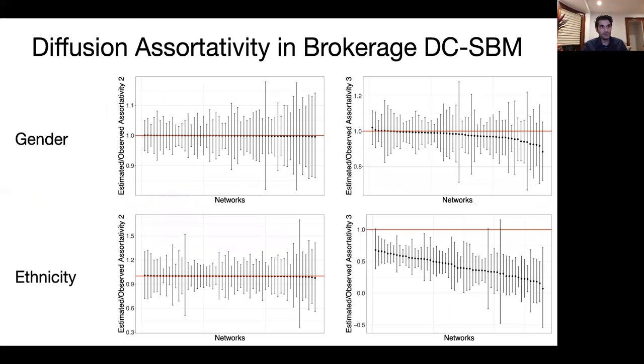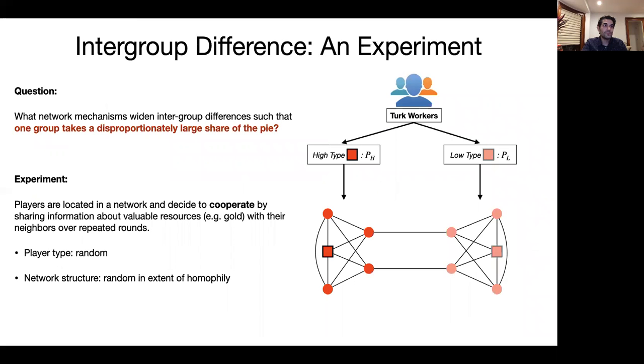So we then developed a model that takes into account brokerage, or the variation in the level of cross-group linking. The model predictions for diffusion assortativity significantly improved, as you can see here. Finally, in a randomized online experiment, we studied one mechanism that widens intergroup differences beyond what's expected by independent individual abilities. We designed a multi-round cooperation game in which players had to collect gold.